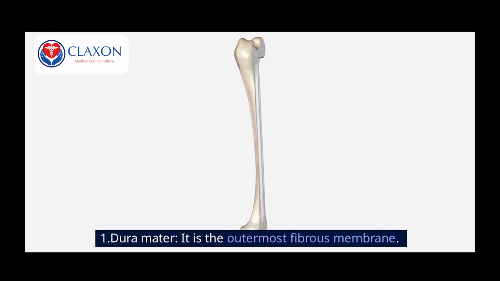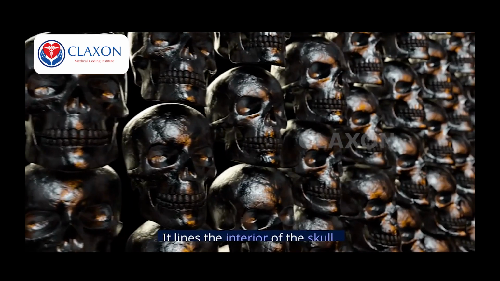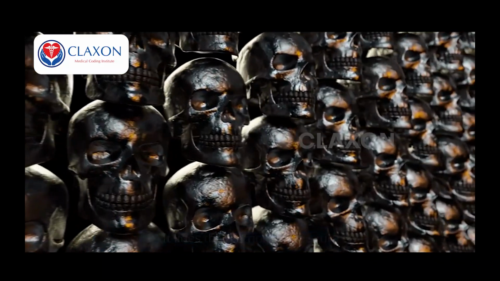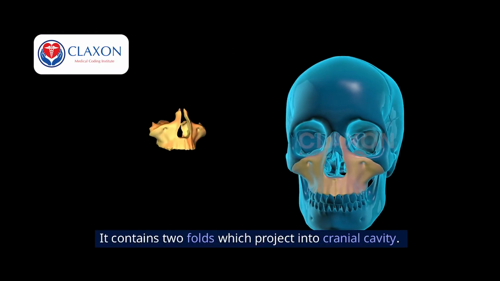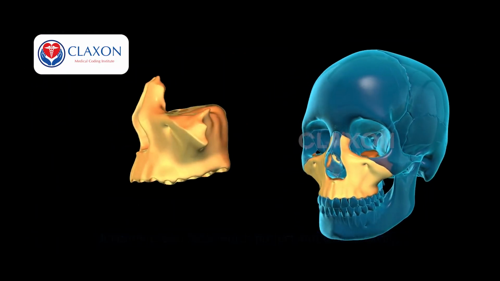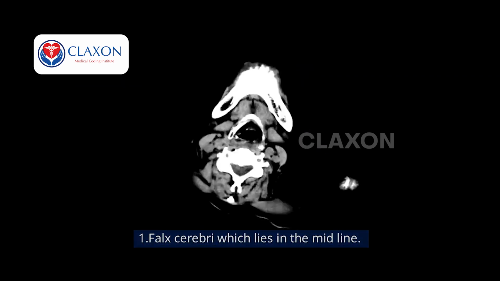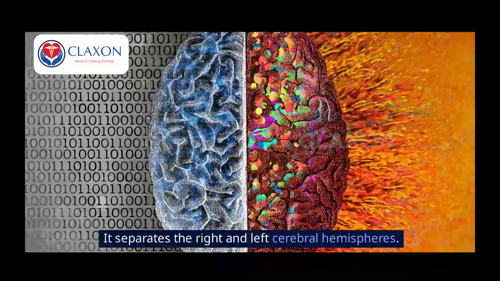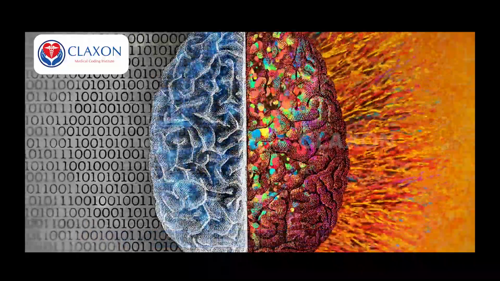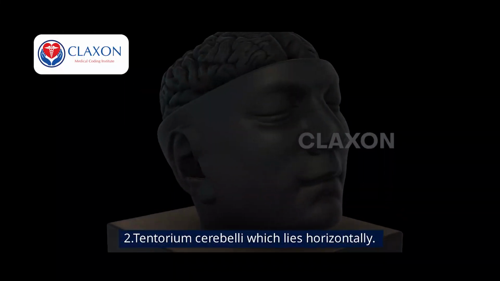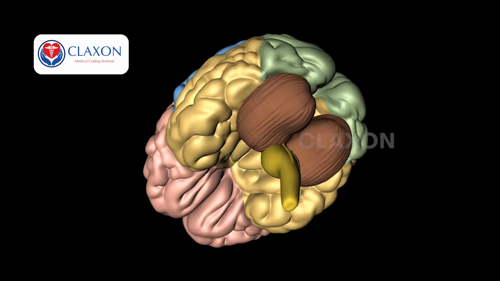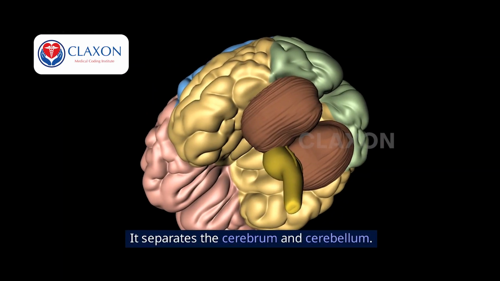1. Dura mater, it is the outermost fibrous membrane. It lines the interior of the skull. It contains two folds which project into cranial cavity. They are 1. Falx cerebri, which lies in the midline. It separates the right and left cerebral hemispheres. 2. Tentorium cerebelli, which lies horizontally. It separates the cerebrum and cerebellum.